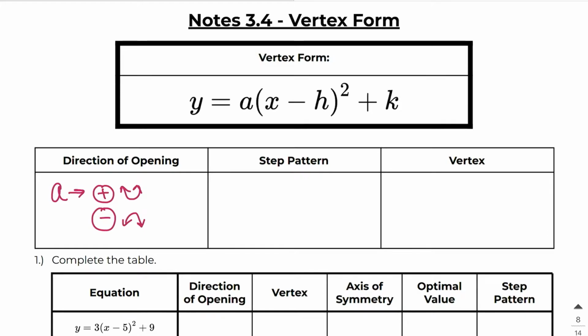And a way to remember it is if you're positive, you might be smiling. If you're negative, you might be frowning. Just a general way to remember it. I know that's not always true, but just a general way to remember it.